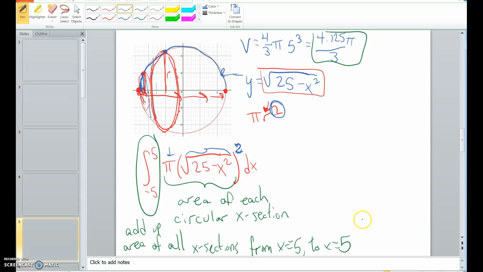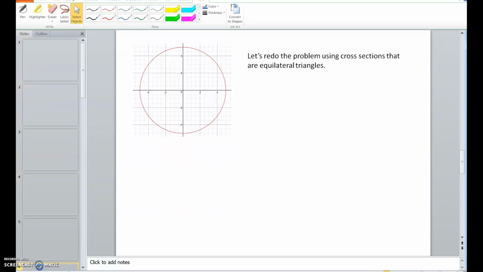And from the calculator we get that this is 500 pi over 3, which in decimals is 523.6. And that is exactly what we get when we use the geometry formula to find the volume of the sphere. So the volume of the sphere is 500 pi over 3. Okay.